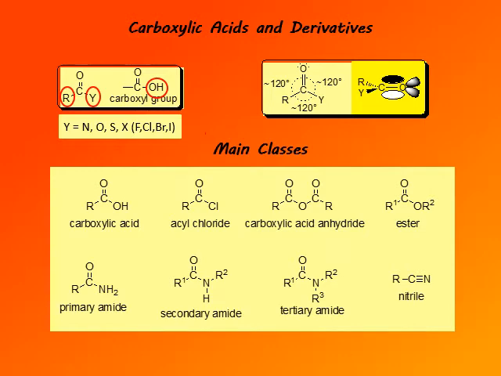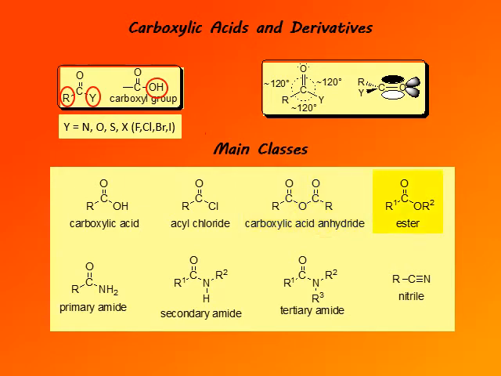Now, the main classes of carbonyl compounds are carboxylic acids. Of course, carboxylic acids have the carboxyl group as their functional group. Acyl halides have chlorine, fluorine, bromine, or iodine attached to the carbonyl group. The most common are acyl chlorides, and they are shown here. Anhydrides have two carbonyl groups attached to oxygen. Anhydrides are named anhydrides because they are made from two molecules of carboxylic acid with elimination of a molecule of water. We'll cover that later in the course.